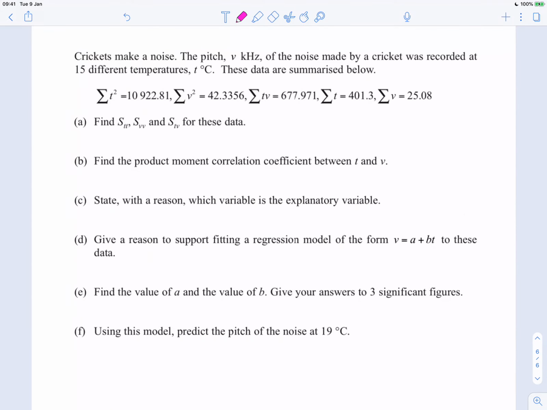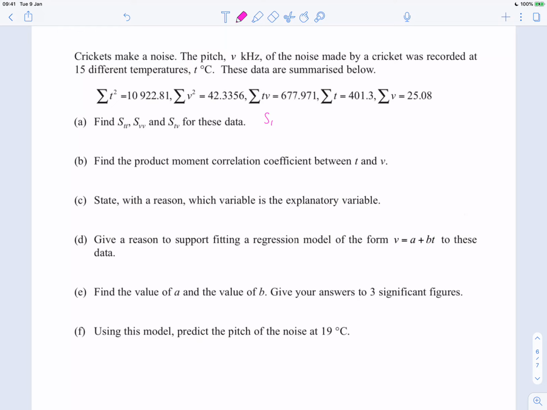Okay. Crickets make a noise. The pitch, V, in kilohertz of the noise made by a cricket was recorded at 15 different temperatures, T equals C Celsius. These data points are summarized below. Okay, find STT, SVV, and STV.